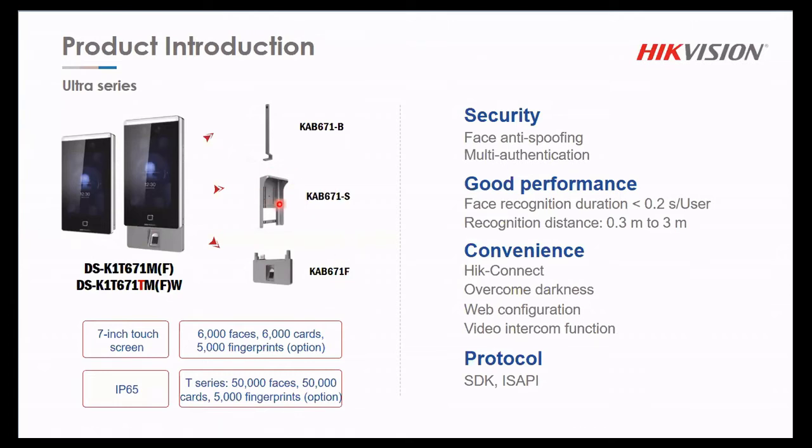There's a rain shield for it, as well as a floor standing bracket. So if you want to put it down maybe in the reception to check all the people that come into your office, or get them to clock in or something like that, you have a floor standing bracket as well. So some of the stuff that we have already discussed, just to quickly go over it again: face anti-spoofing, so you can't hold up a picture anymore to get authenticated.